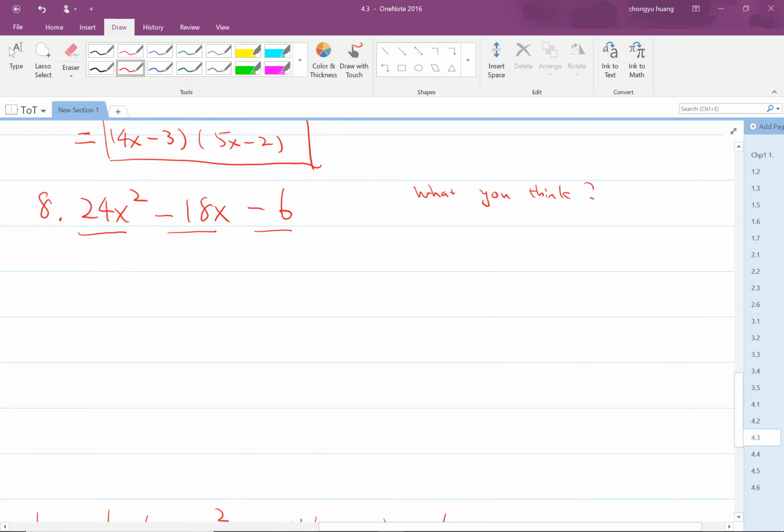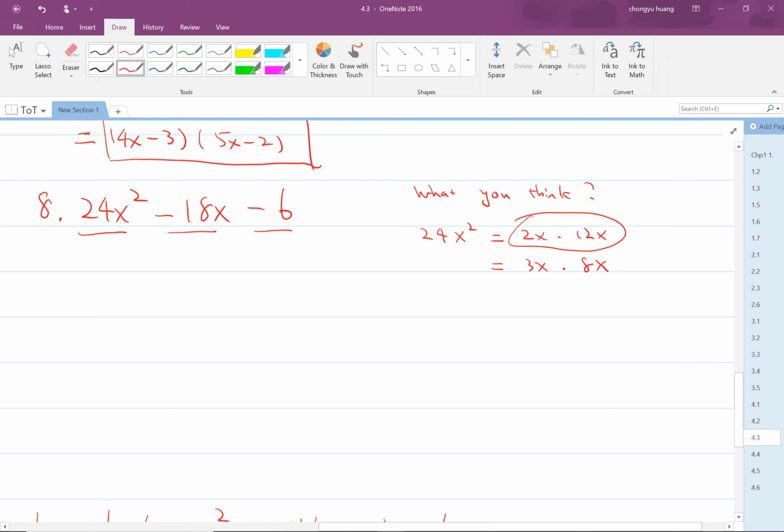So what are you thinking? Basically over here, you are trying to factor, right? So you want to find the right combination. 24x squared is equal to 2x multiplied by 12x, and it is also equal to 3x multiplied by 8x, right? So you have to make a choice between those two.